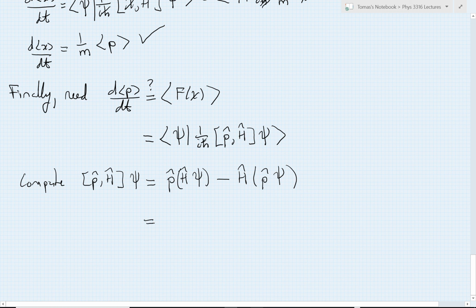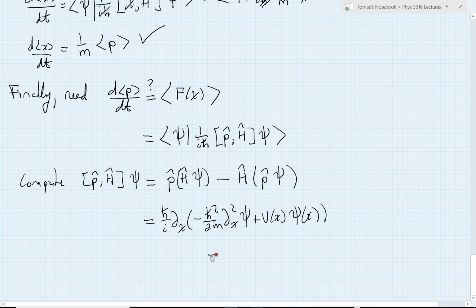Hamiltonian acting on psi, we just had that up above. That will be minus h bar squared over 2m times the second x derivative of psi plus the potential V of x acting on psi. And of course, don't forget that psi is a function of x. I better just remind myself of that. And then that's the Hamiltonian acting on psi. I then have to apply the momentum operator, which has my factor of h bar over i, and it's an x derivative of all of these terms.